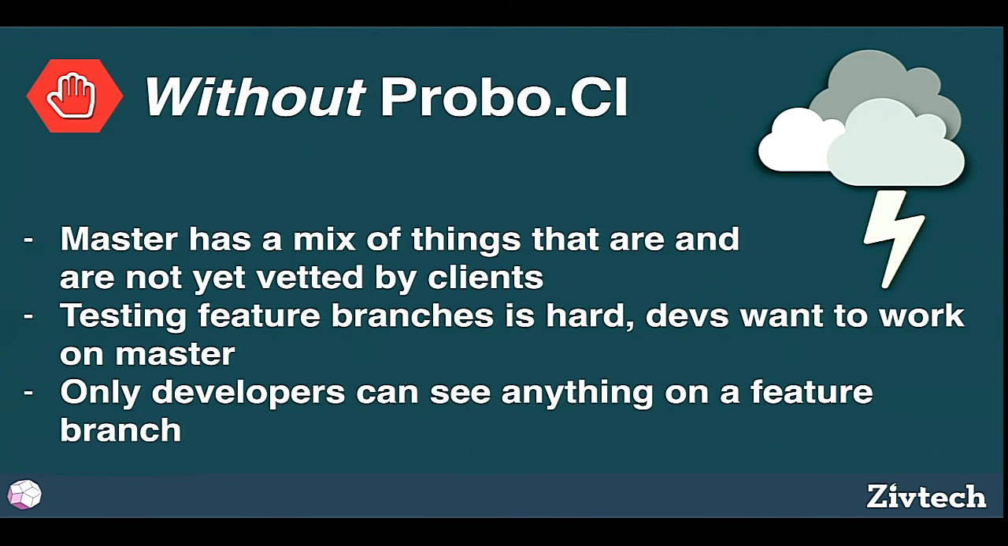And only developers could actually see where a feature branch was in the process. A client couldn't see, a project manager couldn't see. If you have dedicated QA people in-house, or maybe you outsource that, they couldn't see any of that stuff until it got merged into one of these dev branches.